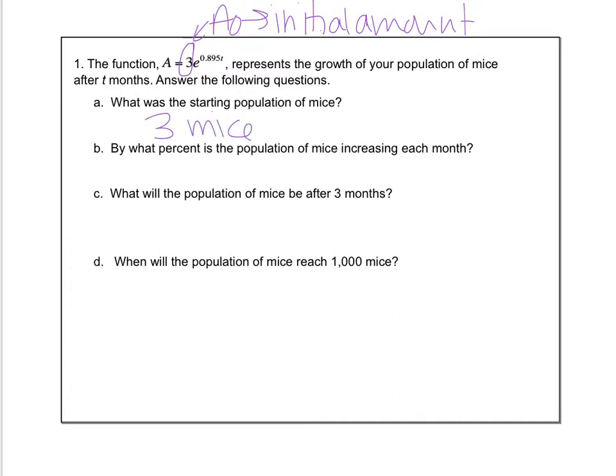Part B says, what is the percent the population of mice is increasing by each month? Which number up there represents that? The one in front of the T? That number there. Can we change that number into a percent? 0.895. You've got to move the decimal to 89.5%. That's the amount the population of mice increases by over time. That's a pretty high percent.